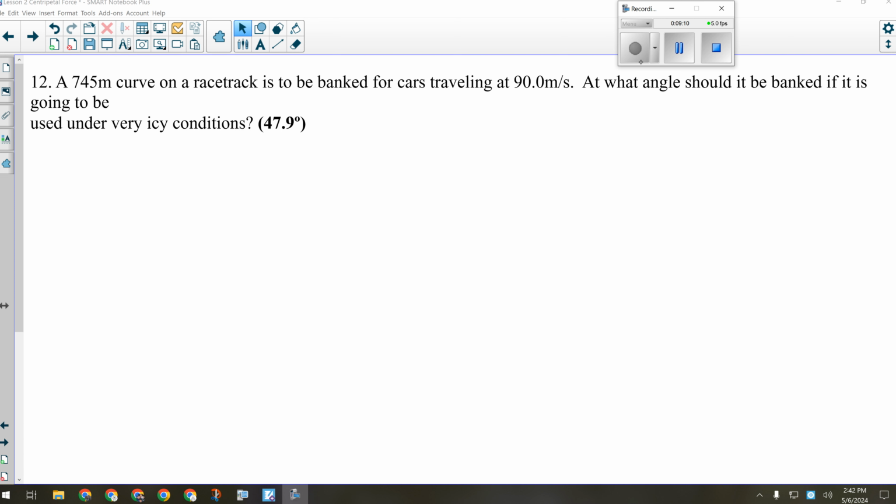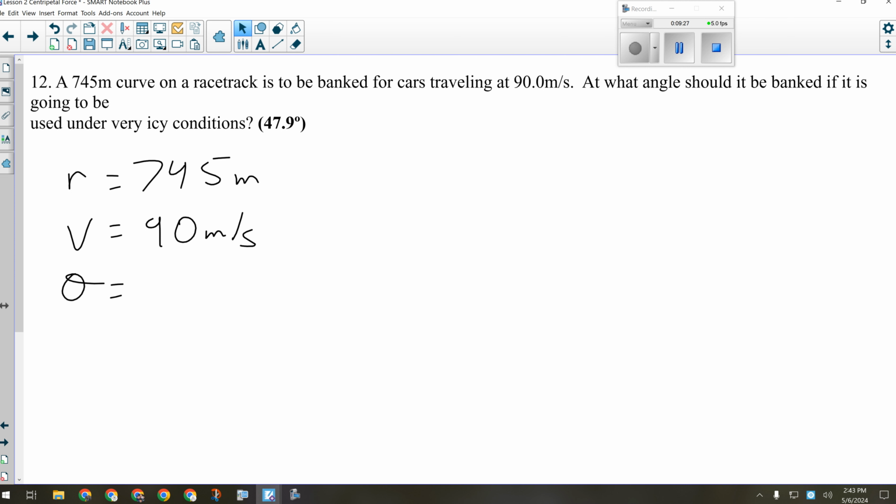Okay, so r equals 745 meters. And it is to be banked for cars traveling at 90 meters per second. So we know what v is as well. We're looking for the angle of bank for extremely icy conditions, which basically means the curve would be frictionless. If it says very icy, it means it's frictionless.